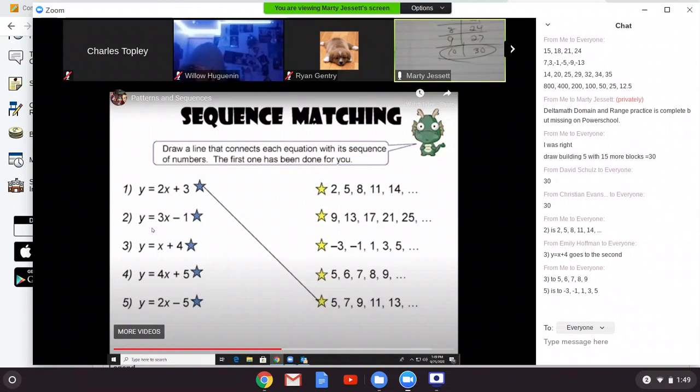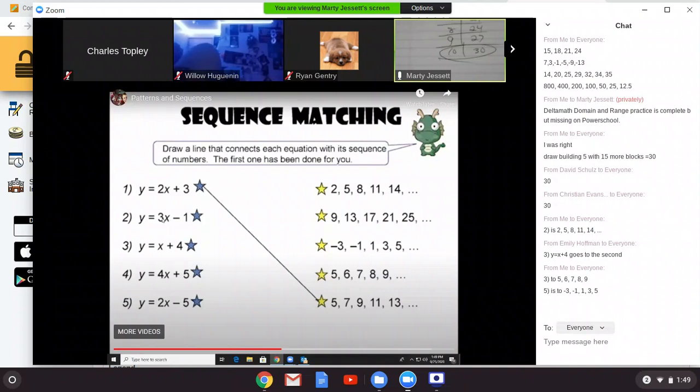Okay, so let's just take a look at equation number 2. If I put in a 1 for x, 3x means 3 times x. So if x is 1, that's 3 times 1, which is 3, and 3 minus 1 is 2. So this second equation should start with a 2, which is the first sequence. But let's just make sure the rest of these numbers are correct.